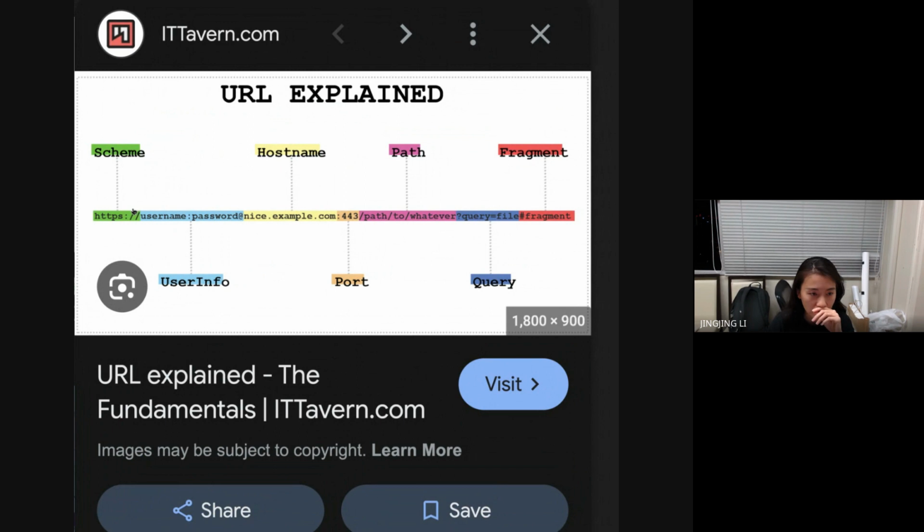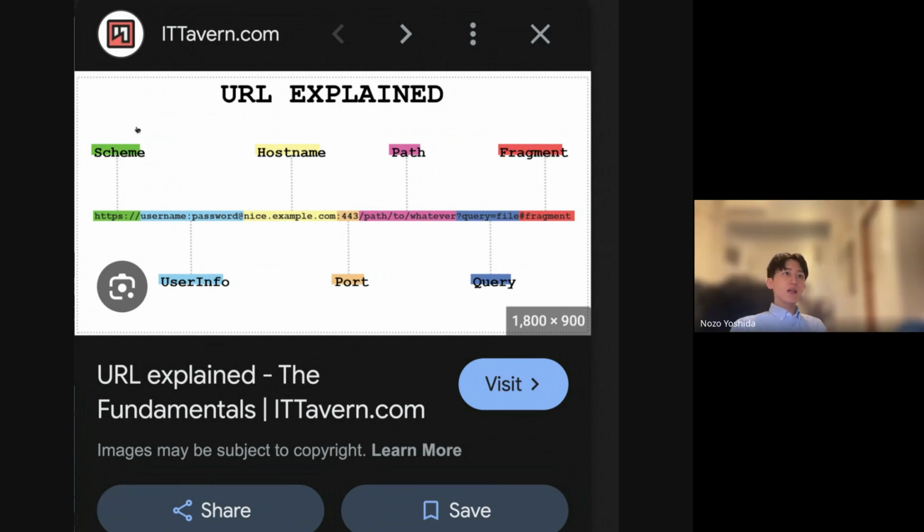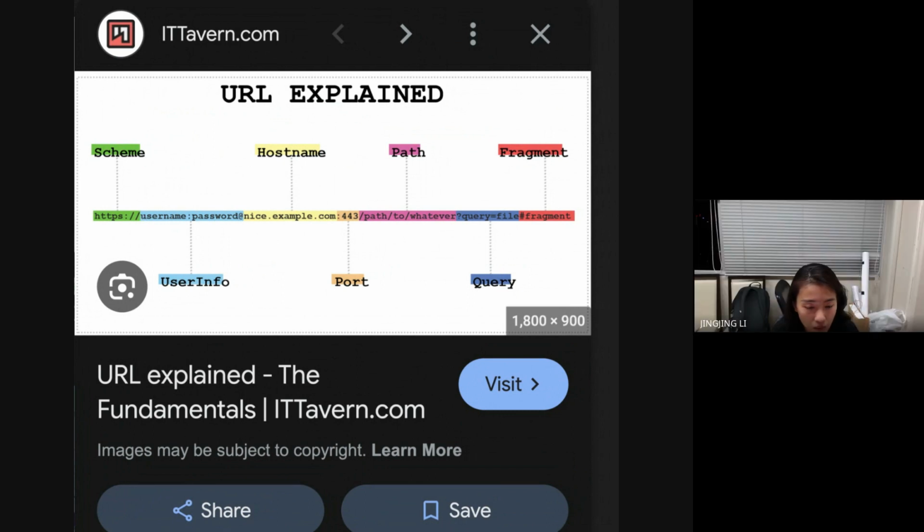This picture is so interesting. HTTPS is the protocol or scheme of telecommunication. I understand. I can see HTTPS at the beginning of each URL, but I'm not sure I totally understand the meaning of HTTPS. I don't know why it is HTTPS.